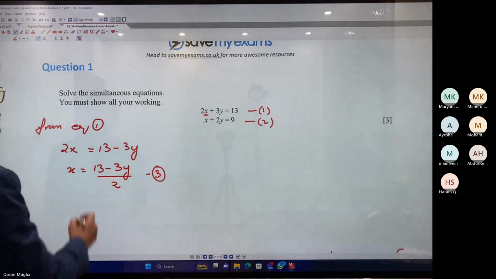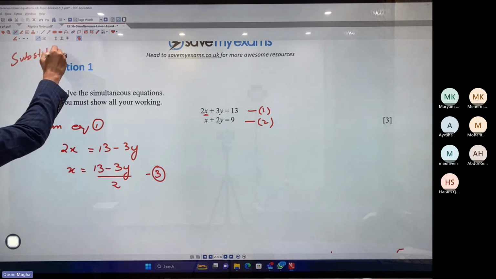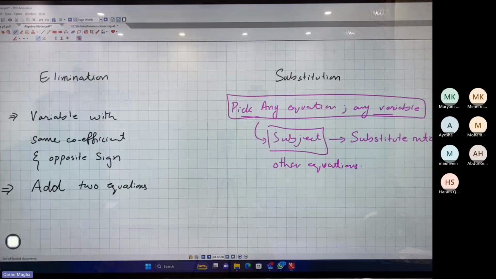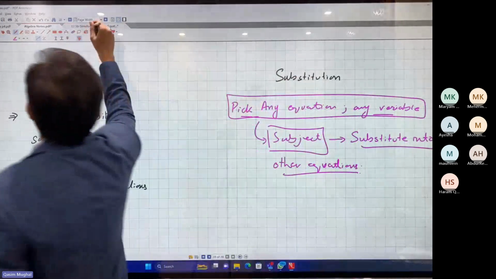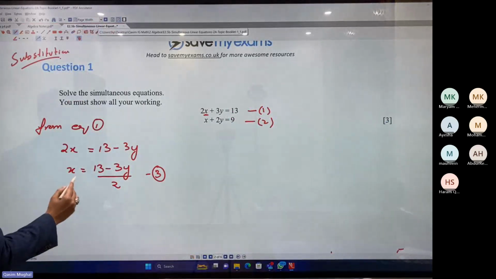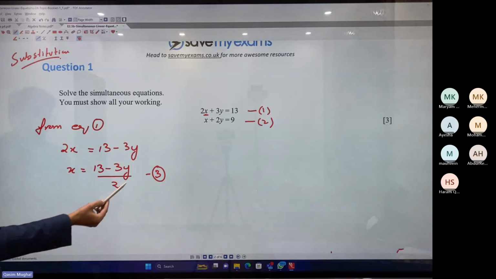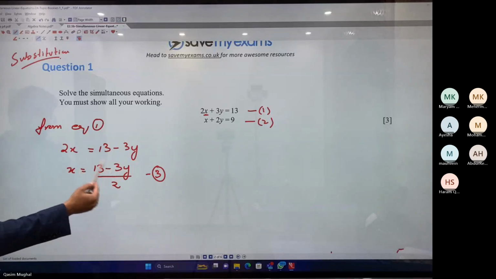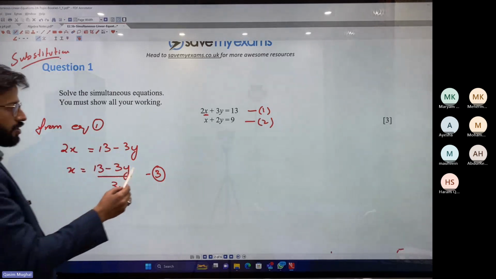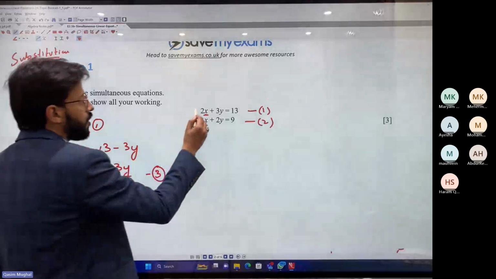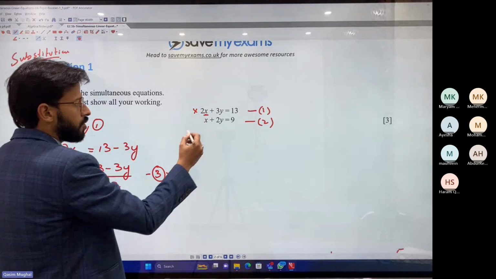Acha, now we are doing substitution method, remember? Substitution method. Next part. Substitute into other equation. What was the origin of this equation? If I ask you a question, where did I get this equation from? Equation 1 or equation 2? Equation 1. Remember this. So its parent equation was equation 1. Forget about this. We need to substitute the value of x into equation 2.